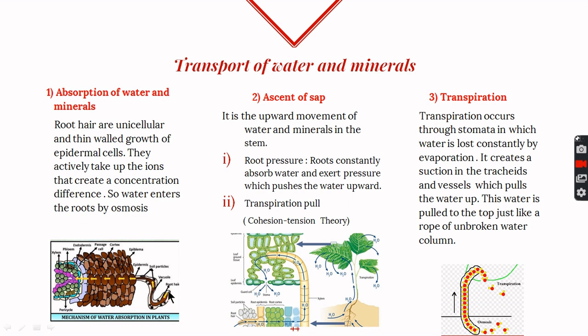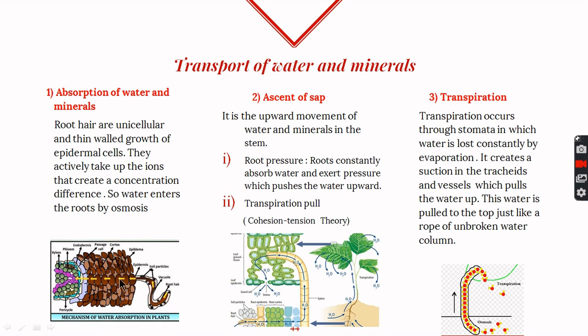Now, root hairs are epidermal cells which are unicellular and have a very thin wall. First of all, they take up ions from the surroundings by using some energy in the form of ATP. These ions can be sodium ions, chloride ions, sulfate ions, nitrate ions, so any type of ions. As a result, a concentrated or hypertonic solution is formed on the surface of the root hair. Due to this hypertonic solution, water from the surroundings starts entering the root hair by the process of osmosis.